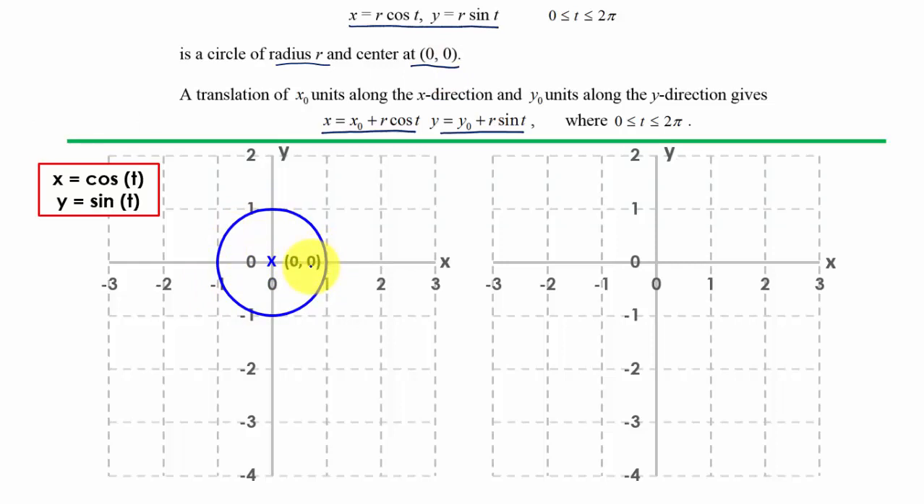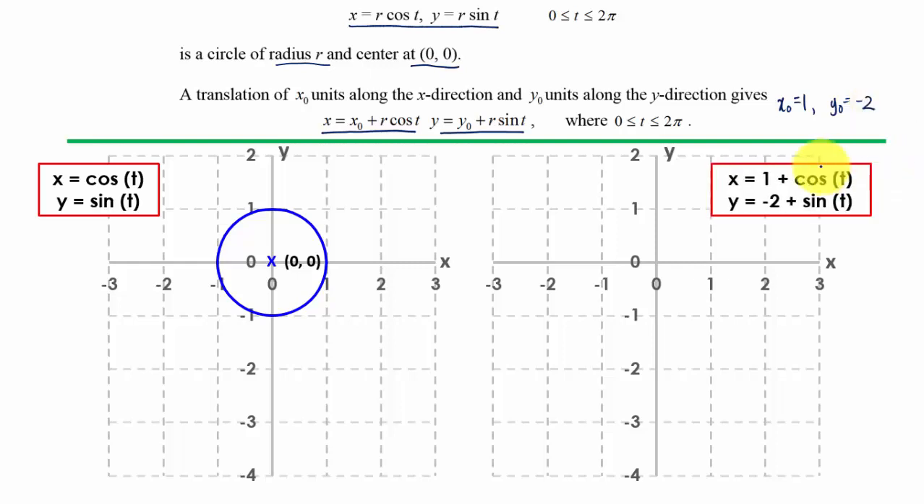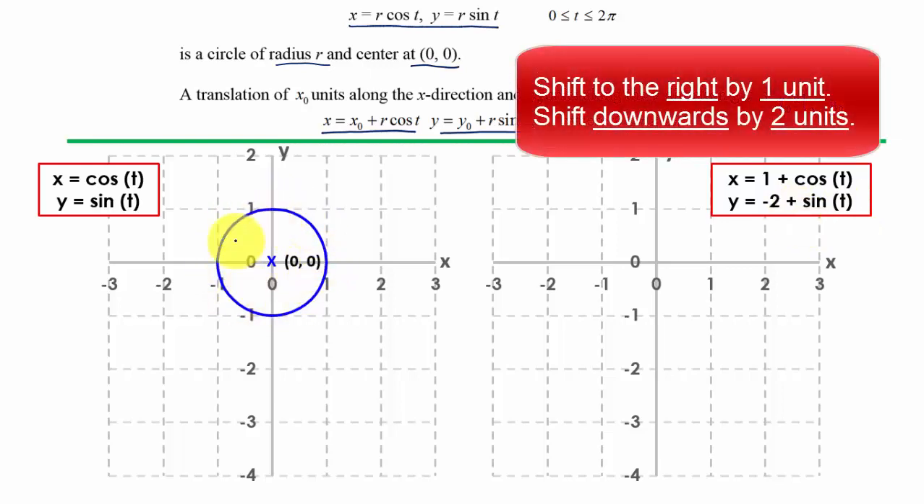Now, if we let x0 be equal to 1 and y0 be equal to minus 2, for example, our parametric equation becomes x is equal to 1 plus cosine t, y is equal to minus 2 plus sine t. Then we will expect to shift this original circle 1 unit to the right along the x direction and 2 units downwards along the y direction as shown.